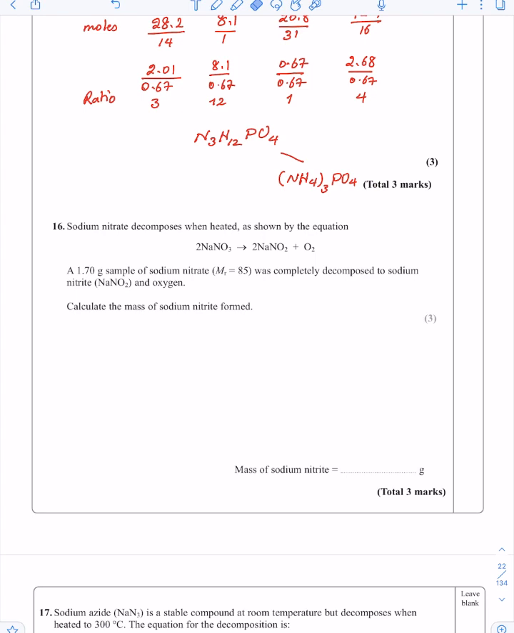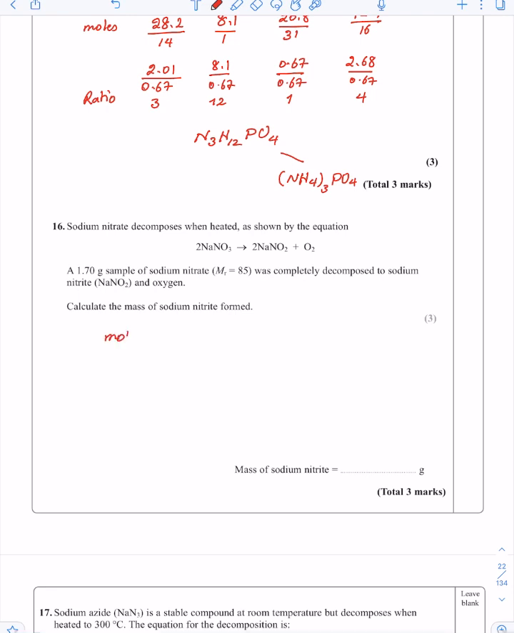Question 16. Sodium nitrate decomposes when heated. As shown by the equation, 2 moles of sodium nitrate decompose to give 2 moles of sodium nitrite plus 1 mole of oxygen. A 1.70 g sample of sodium nitrate was completely decomposed to form sodium nitrite and oxygen. Calculate the mass of sodium nitrite formed.